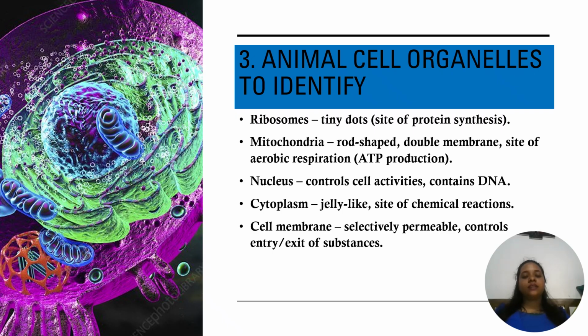Ribosome is a tiny dot. You have seen that, no? It's a tiny dot. The site of protein synthesis is this tiny dot. Mitochondria is rod shaped. It has a double membrane, and is the site of aerobic respiration, where ATP production happens. The nucleus controls cell activities and contains DNA. The cytoplasm is jelly-like, the site of chemical reactions. The cell membrane is selectively permeable, controlling entry or exit of substances in the animal cell.